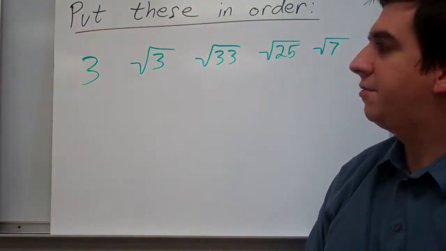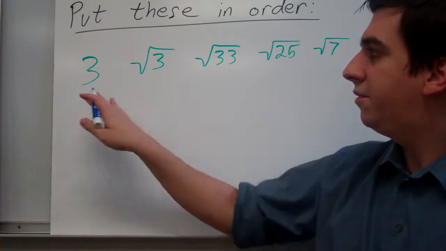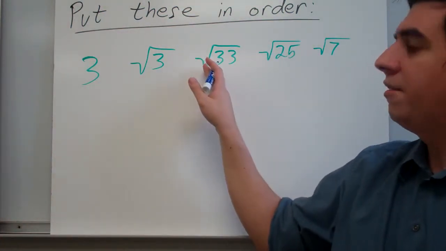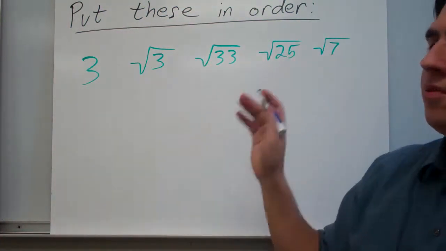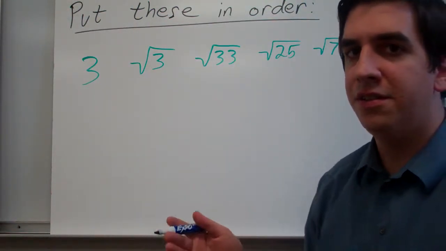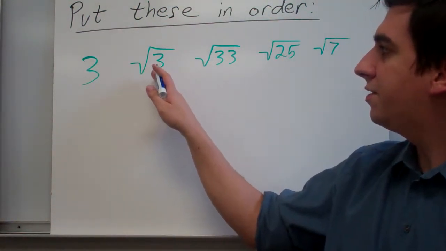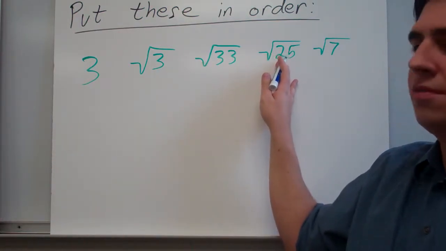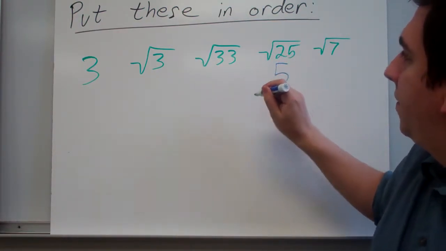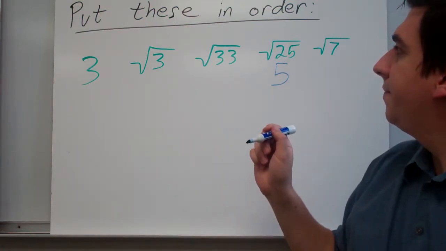We're going to get some practice with putting some in order. So I have 3, square root of 3, square root of 33, square root of 25, and square root of 7. Let's see if we can simplify any of those first. Well, this won't turn out to be perfect, this one won't, but this one will. So that one turns out to be 5.